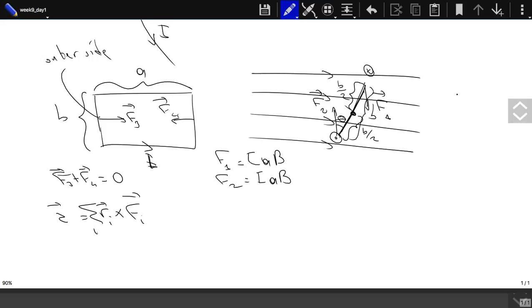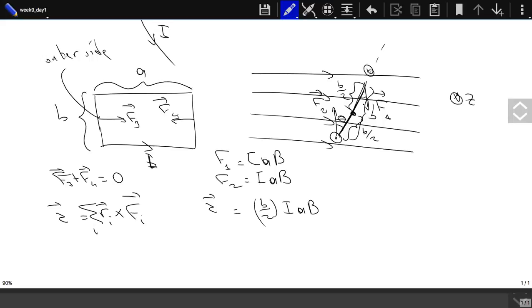And if we identify into the screen as my z-axis, the net torque will be just, let's see, the torque of F1 will be, well, the distance is b over 2. The magnitude of F1 is I times a times B. And the angle between the two, the angle between this vector and the F vector, the force vector.